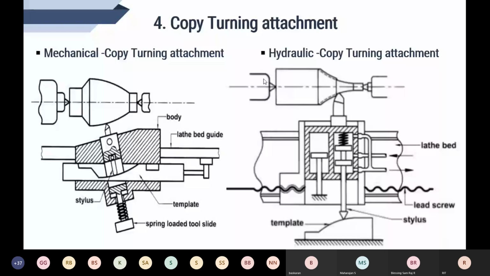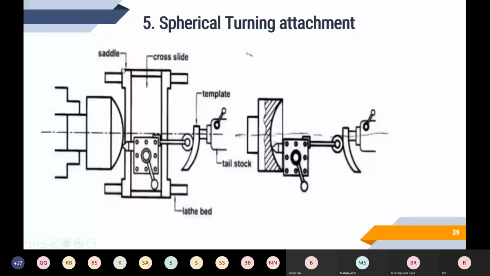It's operated mechanically or hydraulically. Based on the output we need, we have to prepare a separate template. Based on the template, the stylus will operate on the job. The stylus pressure is handled by a mechanical spring, or it's operated by hydraulic pressure. Comparatively, the hydraulic one is the best because it reduces tool vibration and tool wear and improves job accuracy and surface finish. Now they are using this hydraulic-based copy turning attachment compared to the mechanical one. And then spherical turning attachments, like previously.